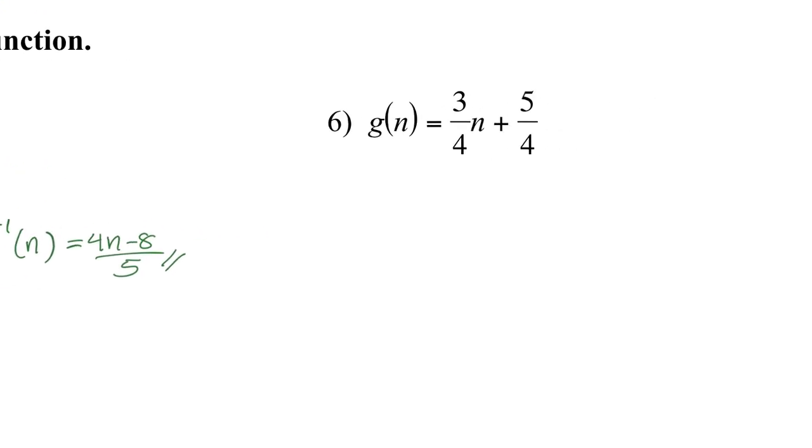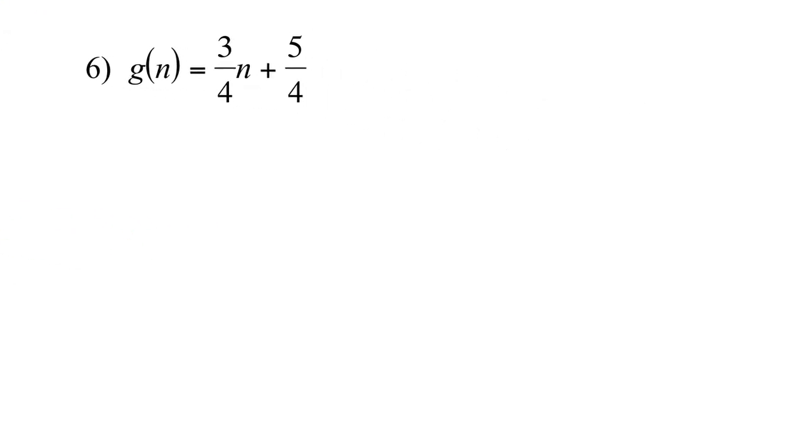Let's see number 6. So again, my first step is that I'm going to change this for y. y equals 3/4 n plus 5 over 4. Now I'm going to flip the variables. So n equals 3/4 y plus 5 over 4.